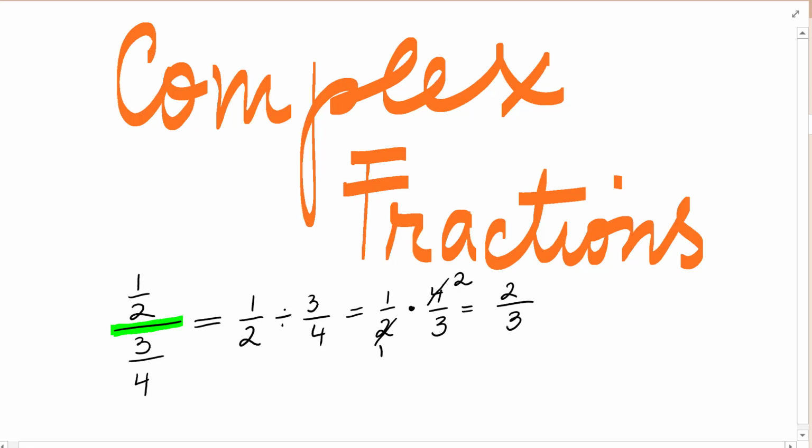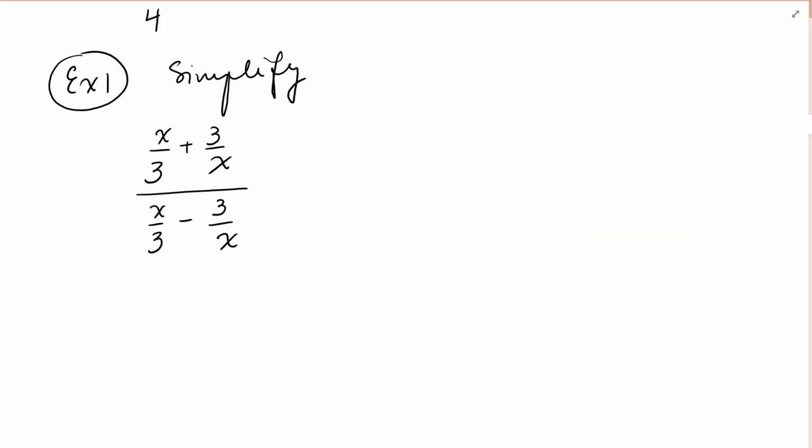So now let's try to do this using expressions. Let's do example 1, where we have to simplify x over 3 plus 3 over x, everything over x over 3 minus 3 over x. So we can see that we have a numerator and then the denominator. We can solve this problem in two methods. So let's solve it using method 1.